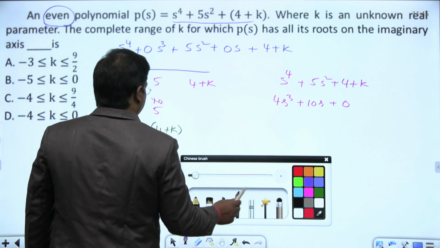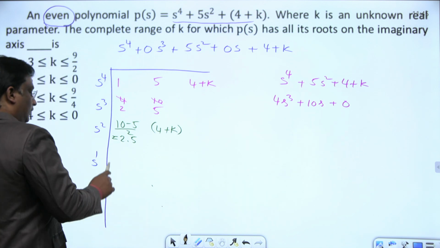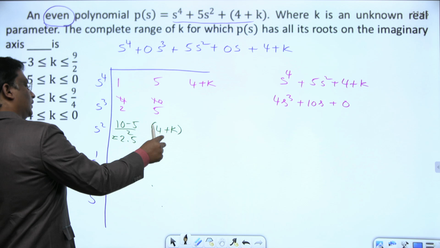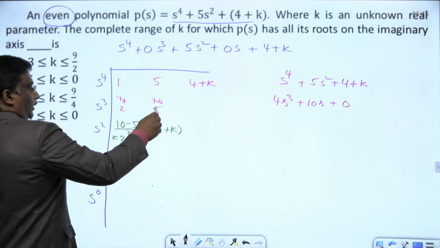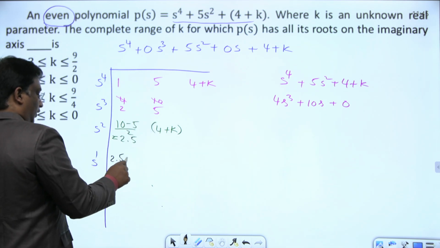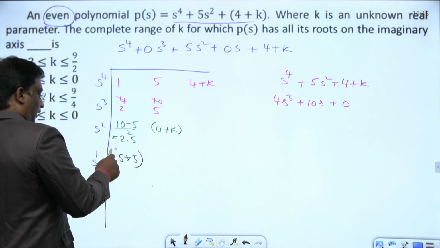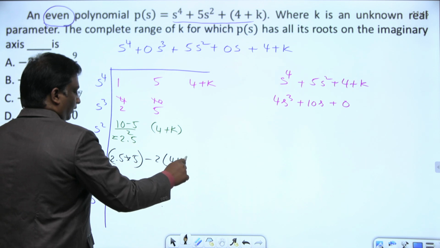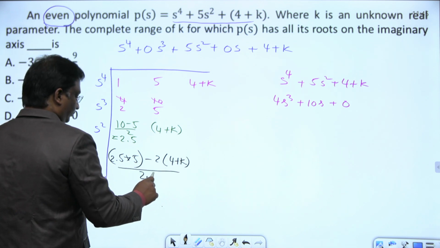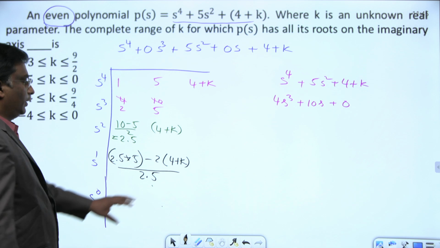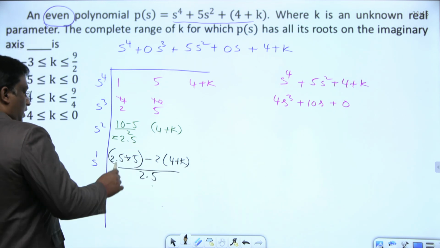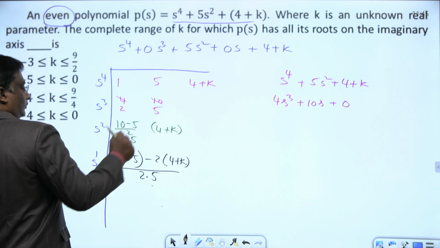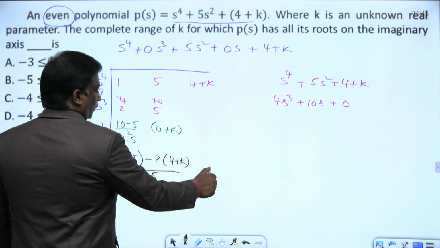Let us write this one, everyone. This minus this, by this value: 2.5 into 5 minus 2 into 4 plus k, divided by 2.5. No other coefficient there. That's all for this one. We'll come back again. Again here, this into this, and no coefficient here, 0.